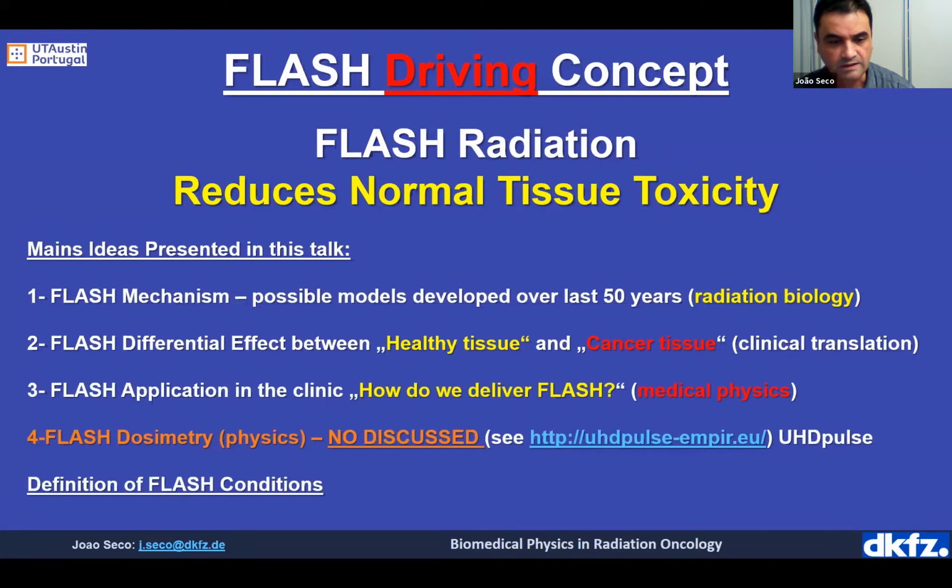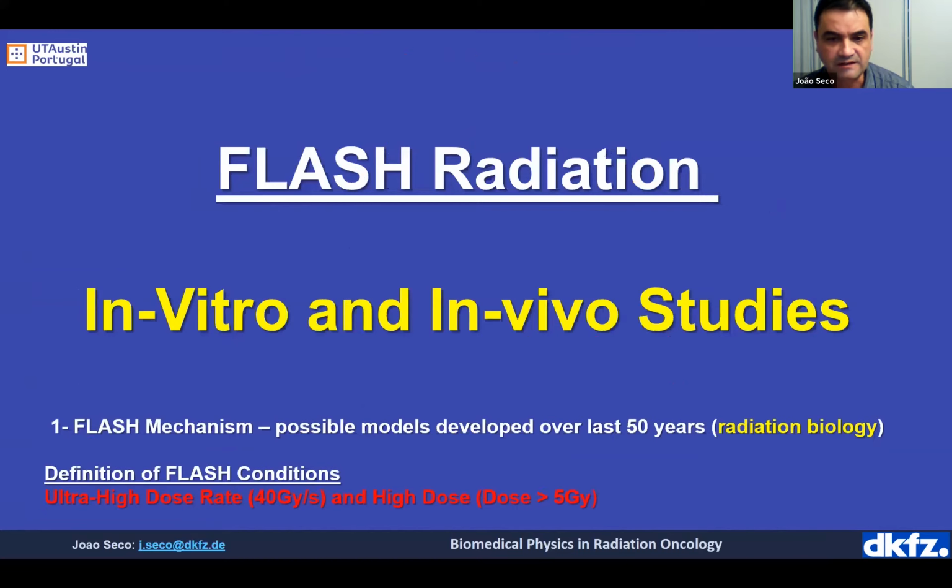And what are the flash conditions? I didn't mention the conditions for flash. I will mention them now. Flash conditions are high dose rates, 40 gray per second, and high dose, instantaneous dose at least 5 gray, right? These are just the borderline numbers. So you have to do both. You have to have a high dose rate and you have to have a high dose delivered instantaneously practically. So these two conditions, you can call them the necessary conditions, 1 and 2. You have to have them both. One is not enough.